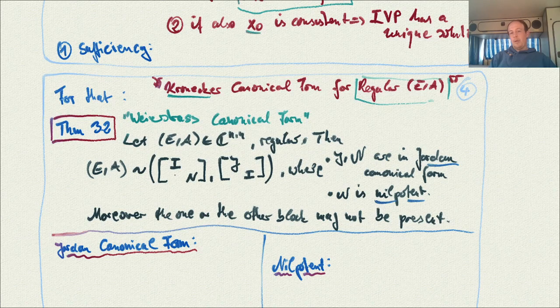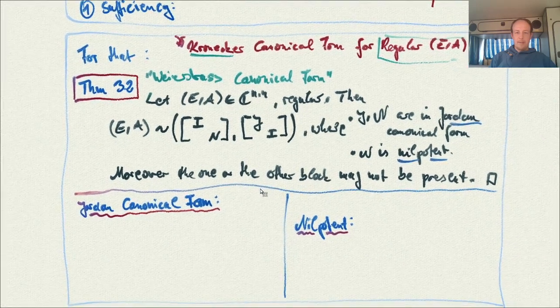If you have just an ODE, then this block will not be there. But it may also happen that this block is not there, then this Weierstrass canonical form has only this N block and the identity. Okay, that's the theorem, and we will even prove this on the next slides.